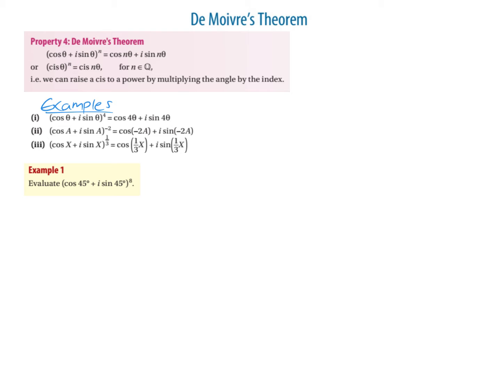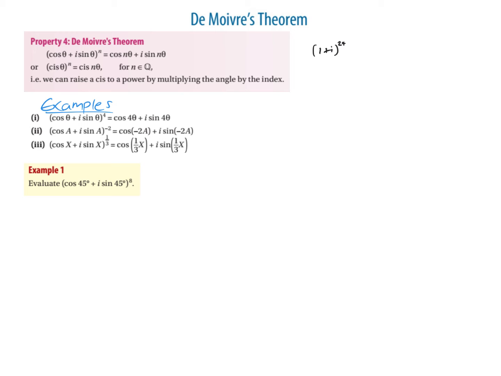Where this comes in handy is, for example, if I have (1 plus i) to the power of 24. If I do that using normal algebra, I've got to use the binomial theorem, and it's going to get messy very, very quickly. However, if I convert it to polar form and then use De Moivre's theorem, I can get this out very, very quickly. So there's a few examples here.